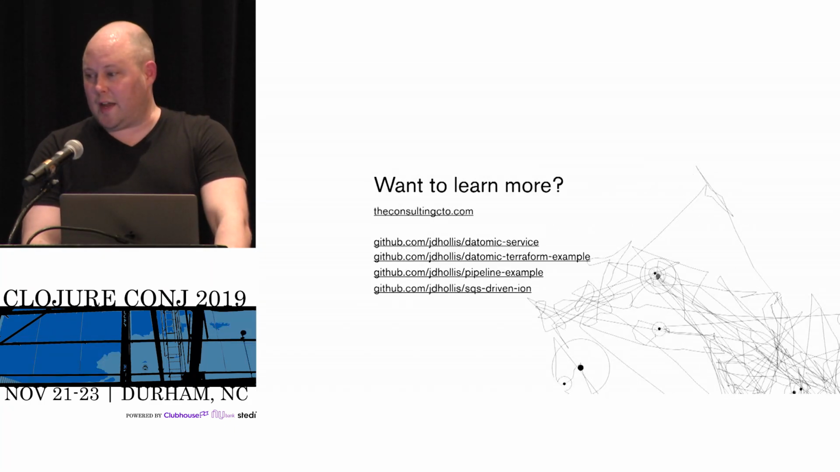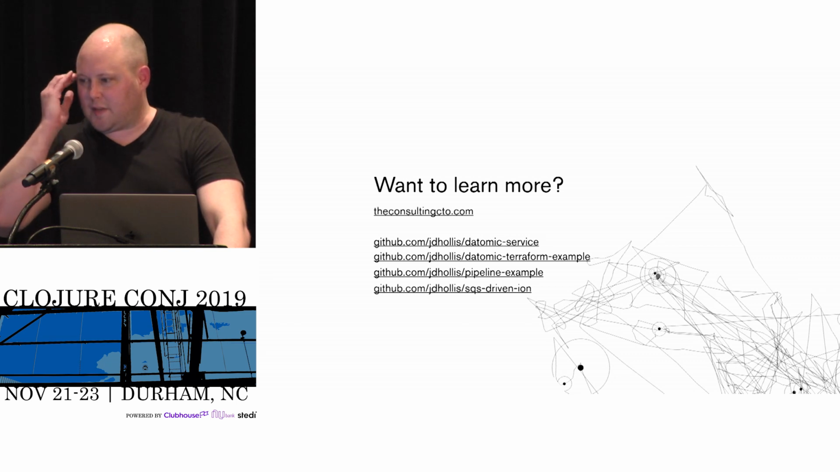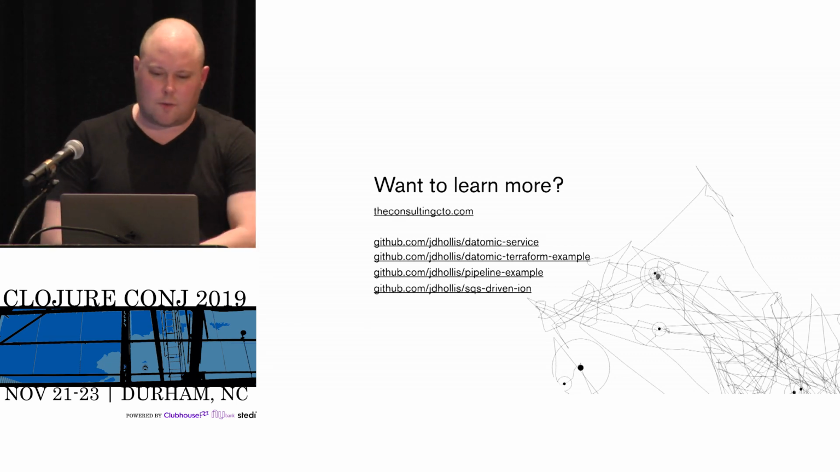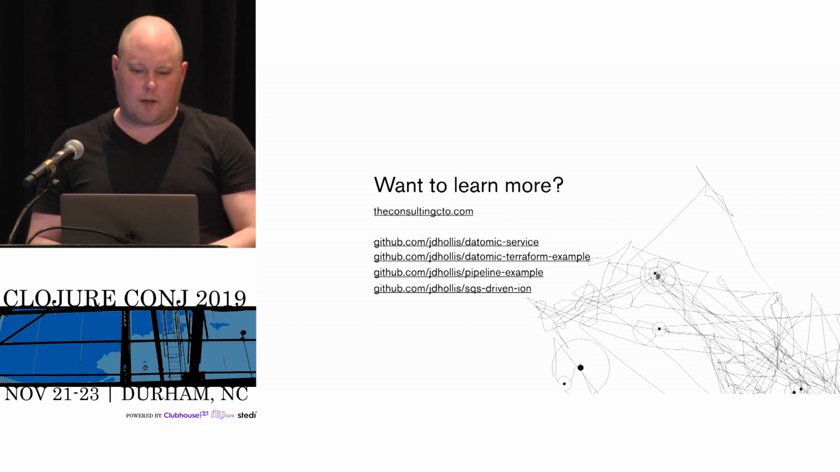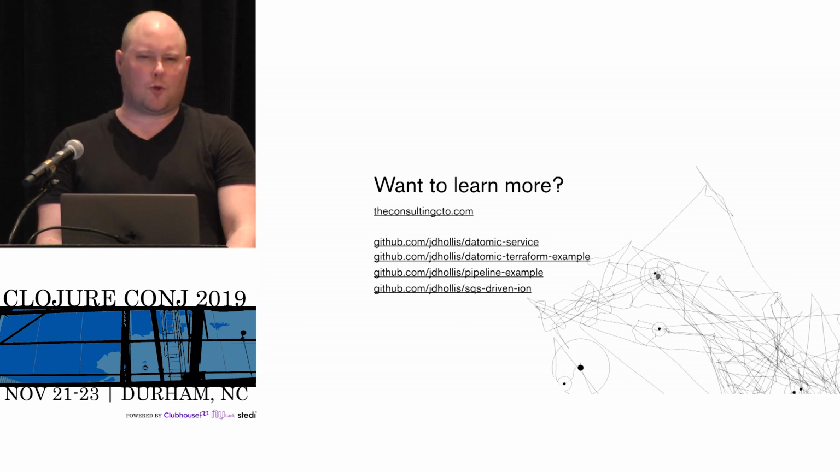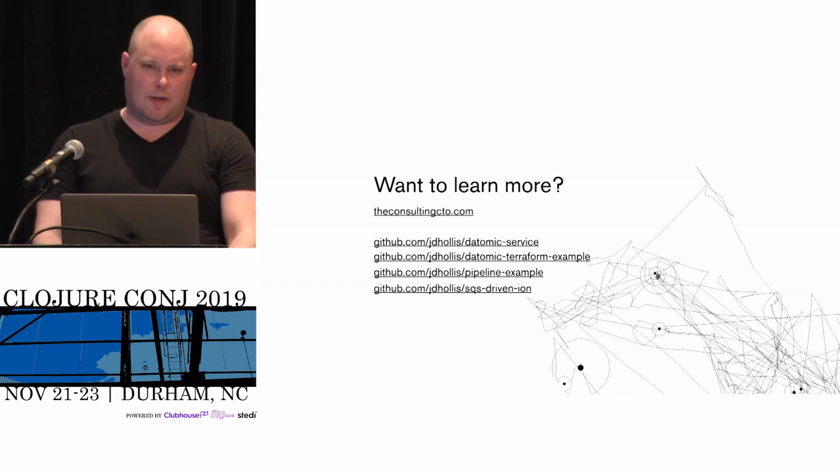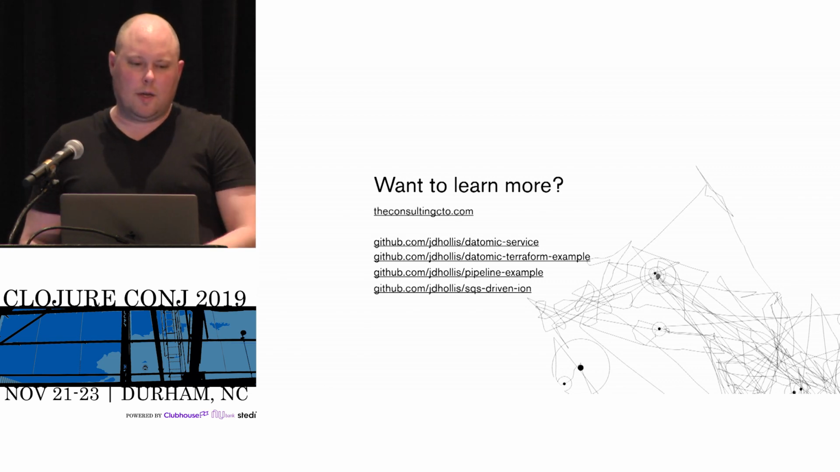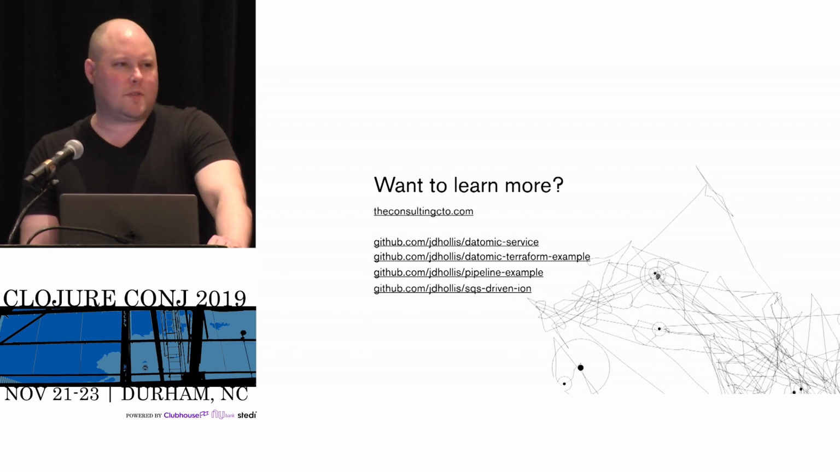And all that code is up in the Datomic service, in Datomic Terraform examples. There's also a pipeline example of how we're doing our automated pipelines. I didn't really go into that as much, because it's so specific to your application that I'm not sure how useful it is. And then I also did an SQS-driven ION, just so you can see ways to wire up existing AWS infrastructure to the ions. That was kind of quick, but does anybody have any questions?